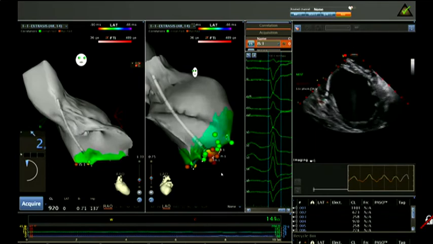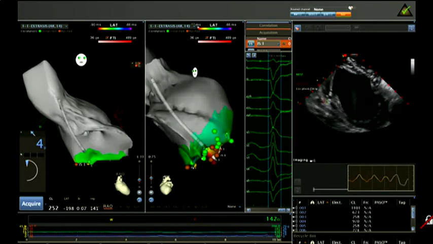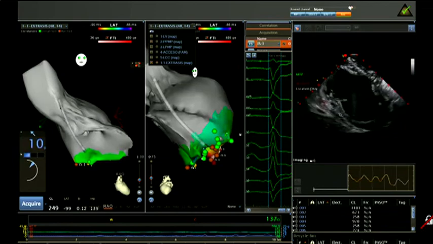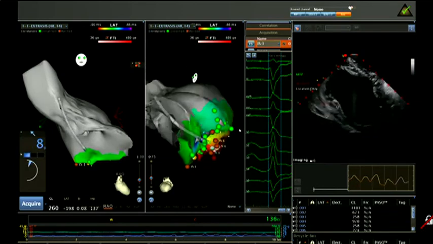Let's now go to the papillary muscle. This is where we ablated. You can raise the left oblique.